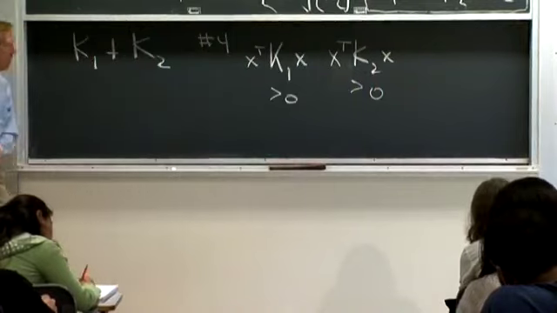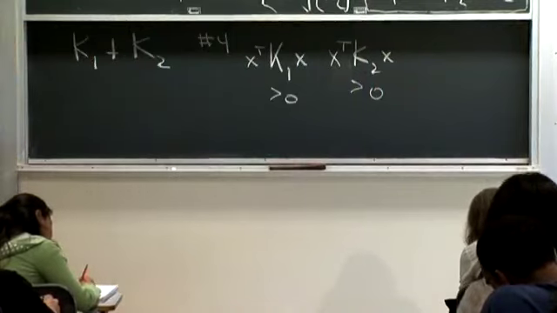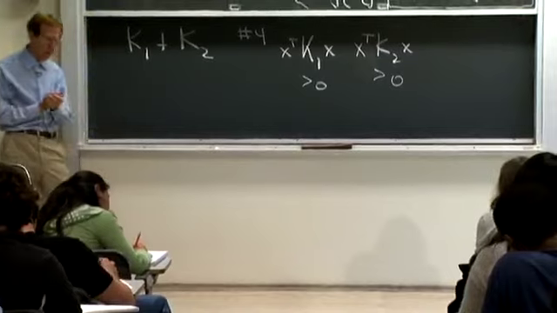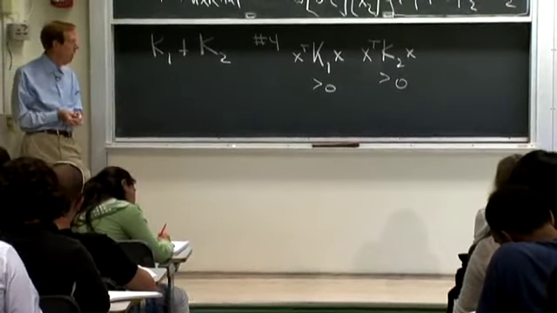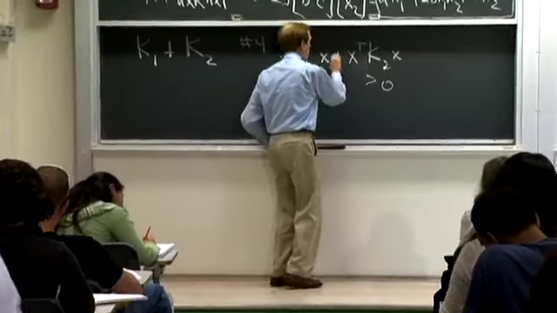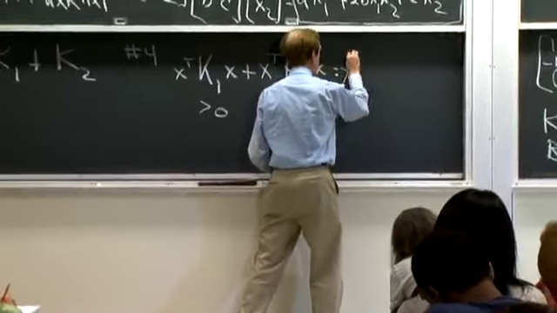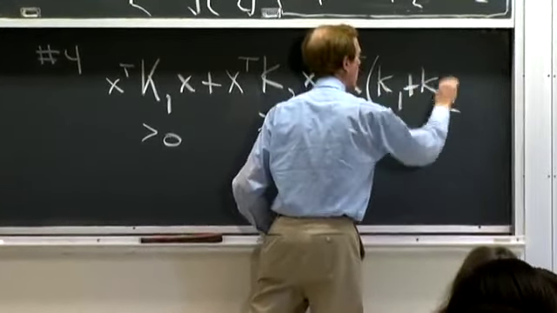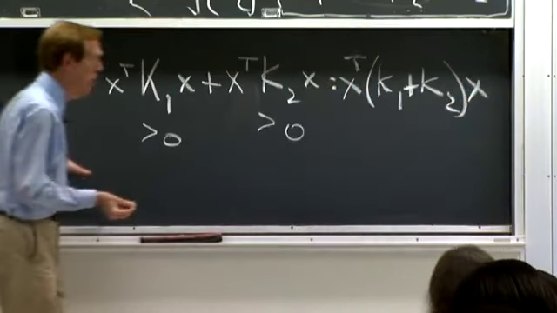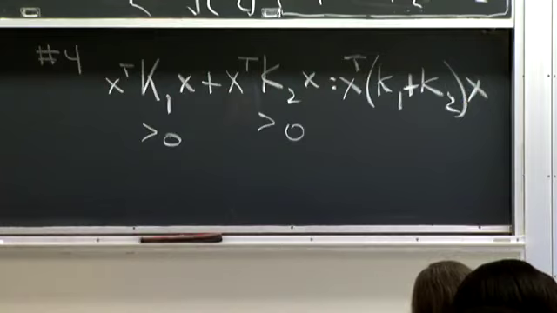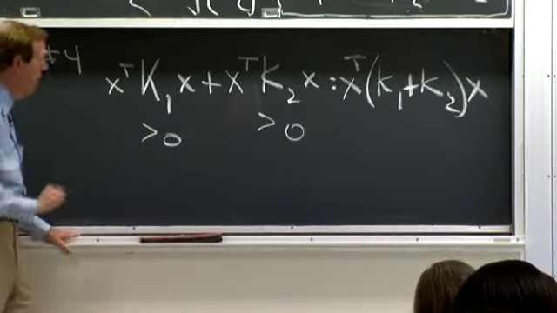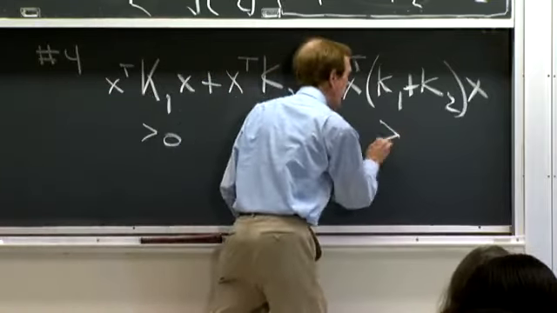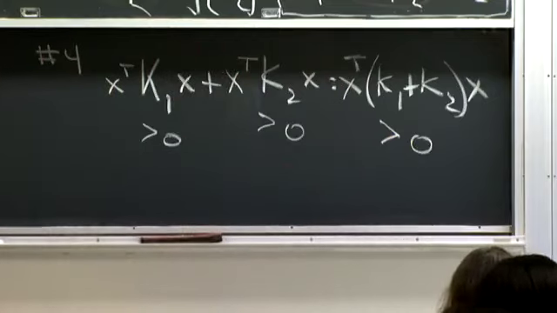And now what's the step I want to take to get some information on the matrix K1 plus K2? I should add. If I add these, then I can write that this way. And what have I learned? I've learned that that's positive, even greater than, except for the 0 vector. Because this was greater than, this is greater than. If I add 2 positive numbers, the energies are positive and the energies just add.